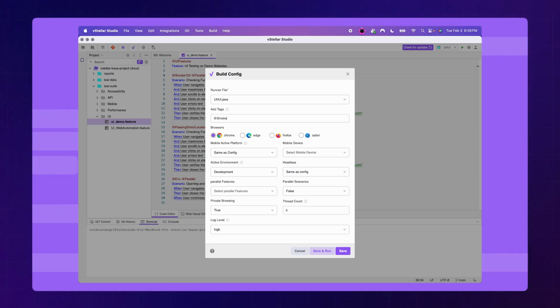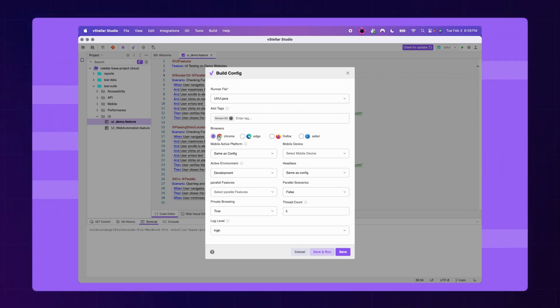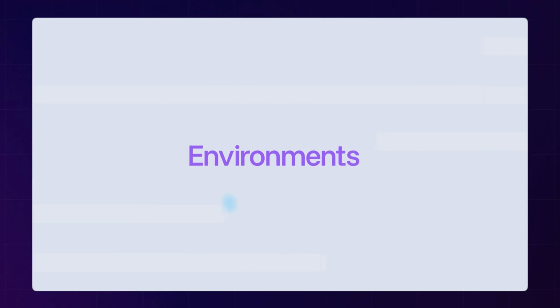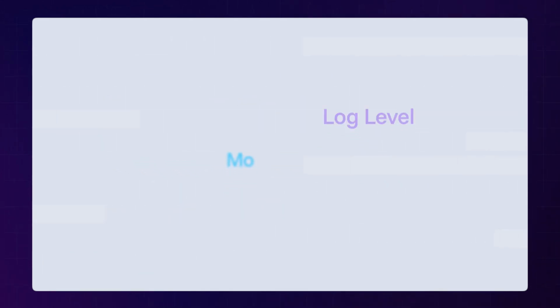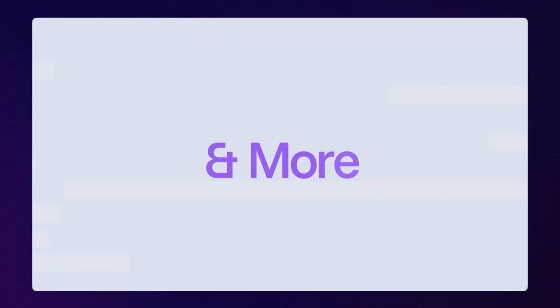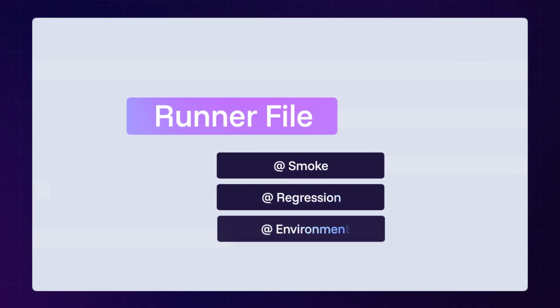It allows you to execute tests by overriding certain parameters. During execution, you can pass different values without touching the original configuration. These parameters include things like environment, browser, headless mode, private browsing, parallel scenarios, parallel features, log level, mobile view settings, and more. You can also select the runner file and apply specific tags.